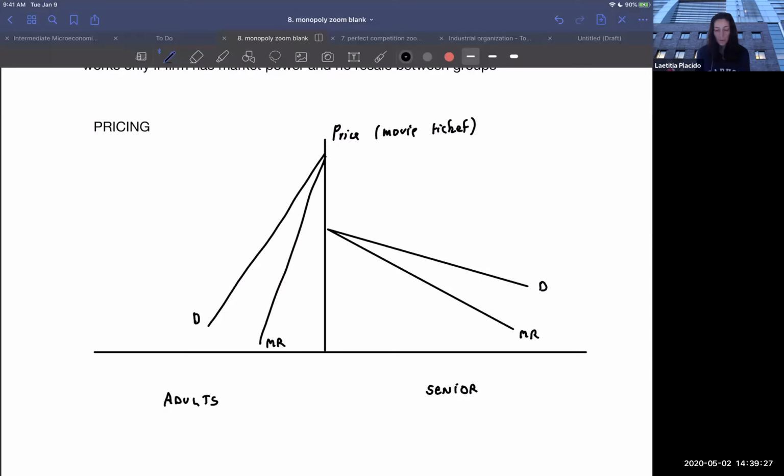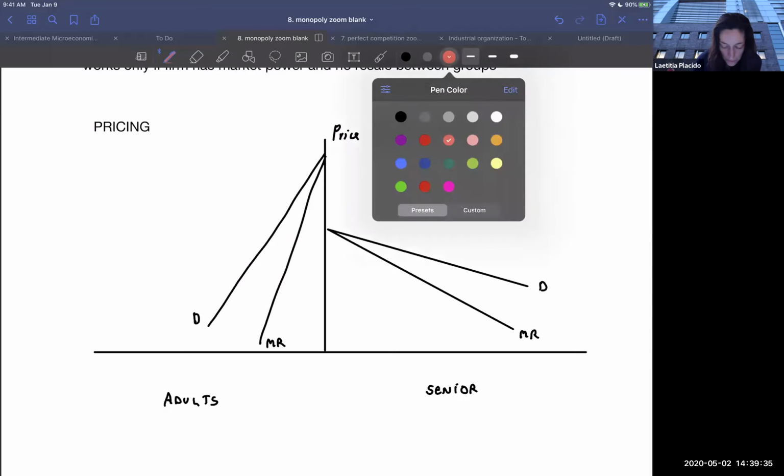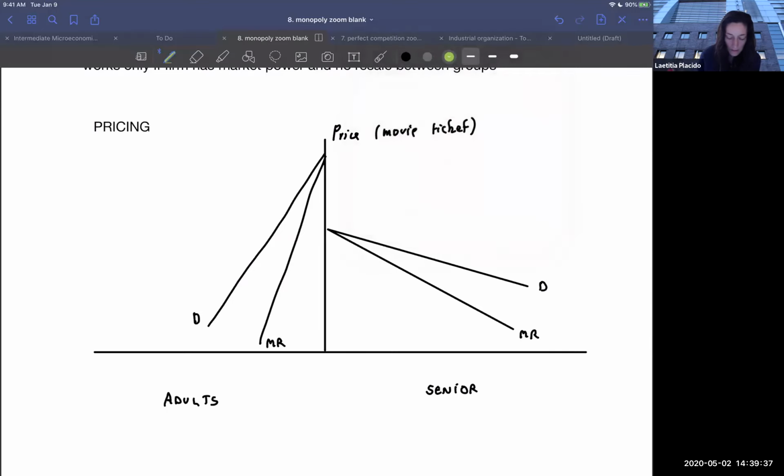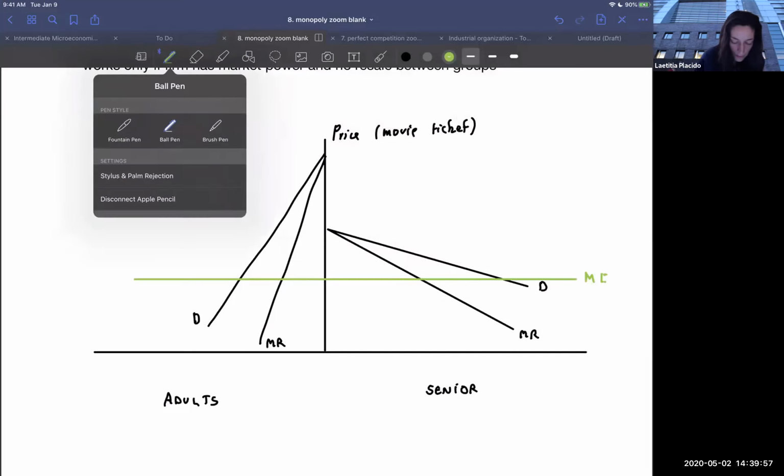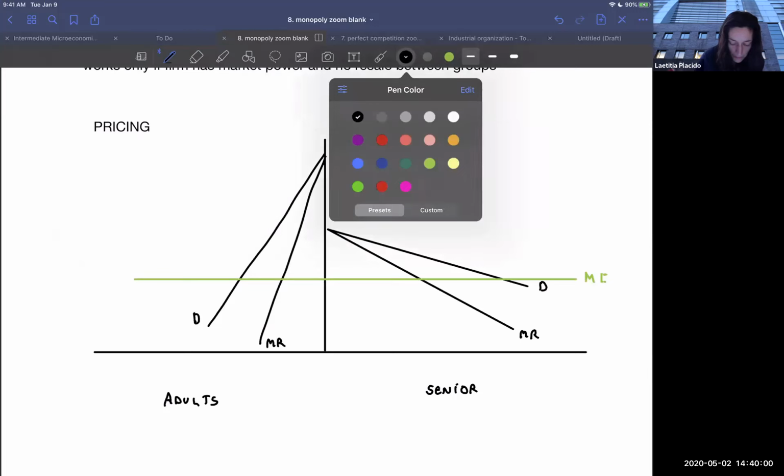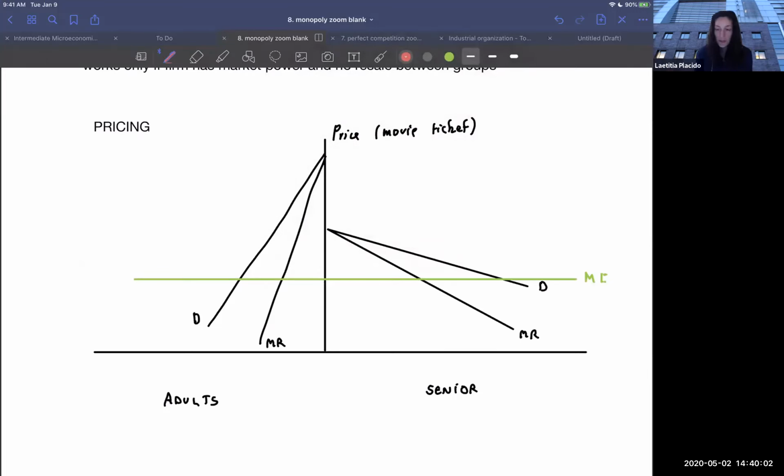Of course, it's going to depend on my costs. So here, for simplicity, I'm going to assume that the monopolist faces a constant marginal cost. I'm going to draw the marginal cost line like this. All right, so how do I determine optimal price and quantity here?